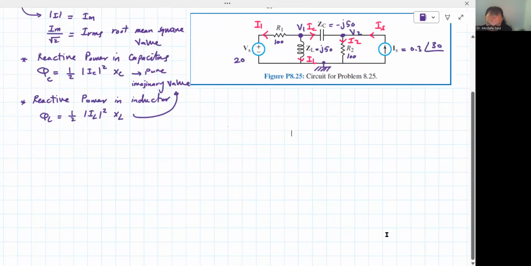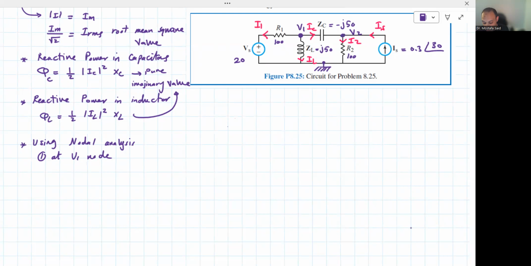Let's go back to our normal code. Using nodal analysis, at V1 and V2. At the V1 node, all the currents are going out. So I1 plus IC plus IL equal to 0. I1 plus IL plus IC equal to 0.